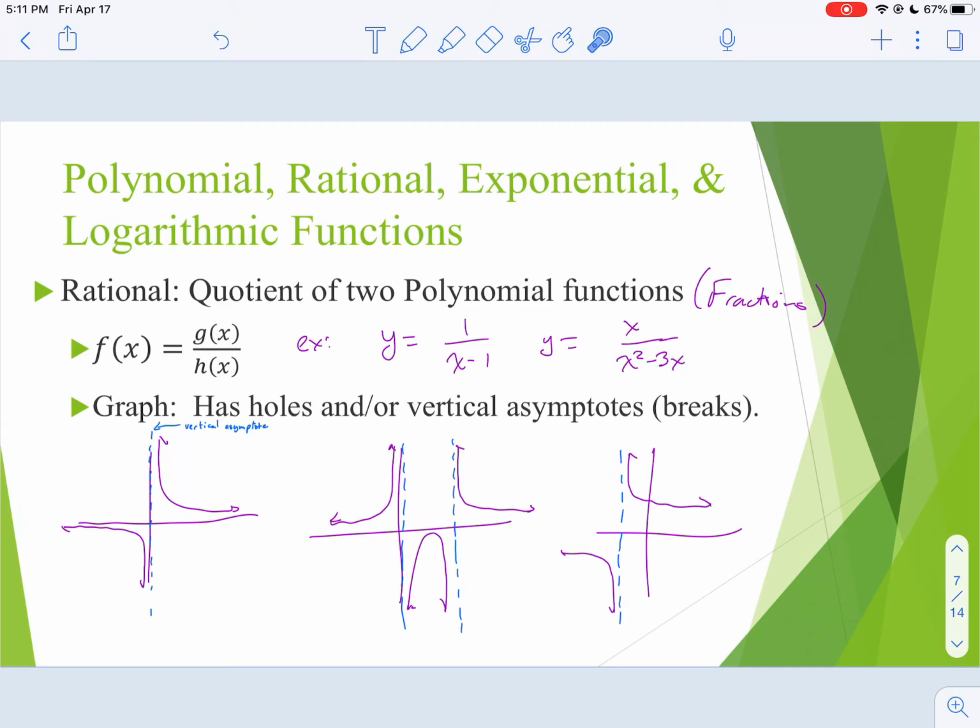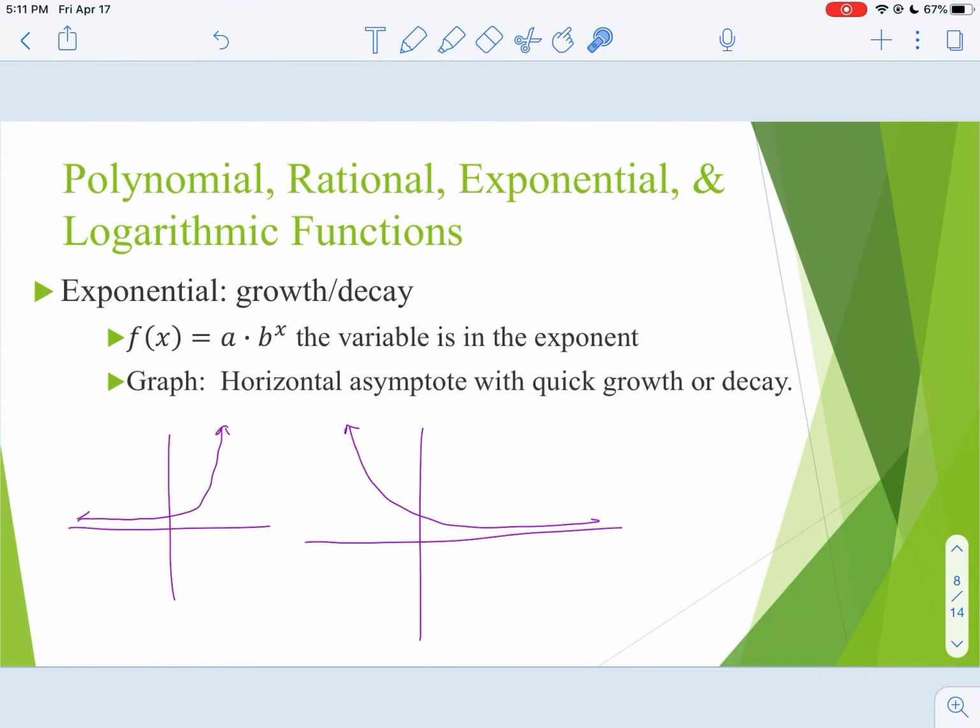Okay, the graphs, the giveaway on the graphs is that there's either holes or vertical asymptotes. You might think of them as breaks in the graph. So here's an equation. This one is probably going to be similar to y equals 1 over x. Okay, so that would be one example. Here's another with vertical asymptotes. They might have multiple parts or pieces to it, and you can see the vertical asymptotes here. And here's another example. And so those are rational functions.